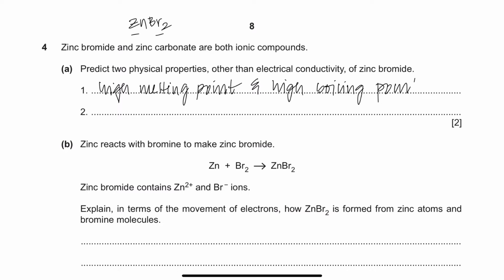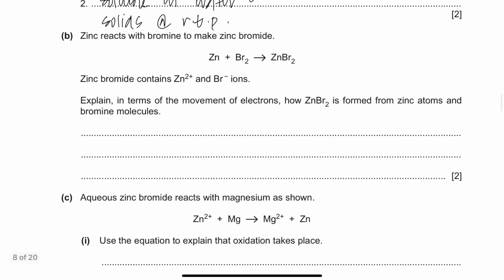Okay, and what was the other thing that I taught you? Remember, one was electrical conductivity, one we did was melting and boiling point, and one we did was solubility, that they are soluble in water. Or you could have also said that another physical property is they are solids at room temperature and pressure. But we studied this one. We studied solubility, this one, and electrical conductivity, right?